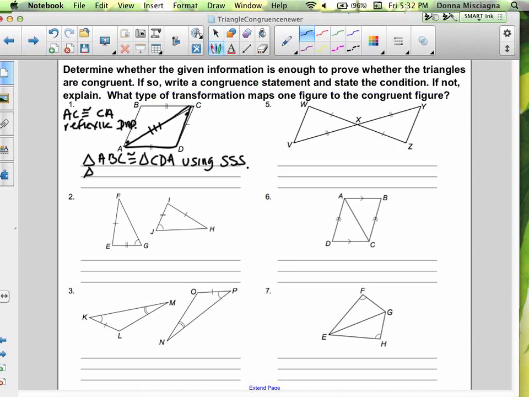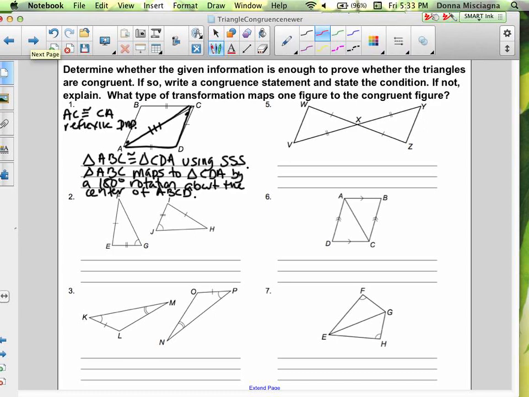So triangle ABC maps to triangle CDA by a 180 degree rotation. And I don't really have a good way to explain it, so it's just going to be about the center of ABCD, right in the middle of that figure. If I could rotate around that point, then one would map to the other. I kind of rotated around itself. That's why it doesn't map exactly. All right, so let's take a look at the next one.